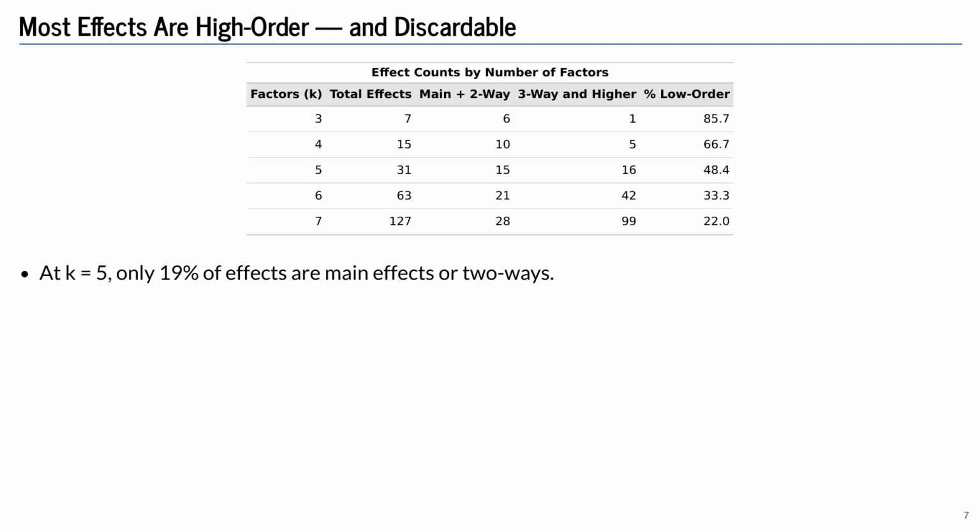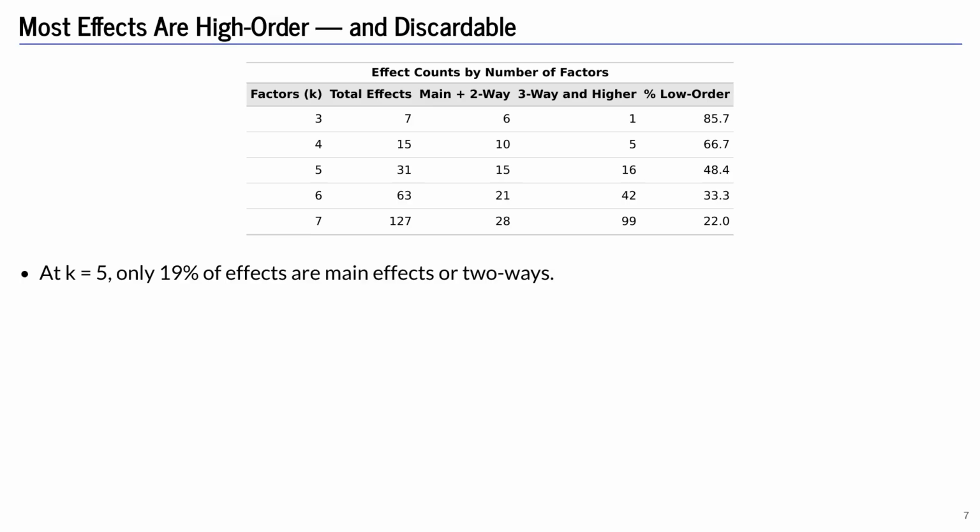Here's the table. For 3 factors, 85.7% of all effects are main effects or two-ways. Almost everything is low order. By 4 factors, it drops to 66.7%. At 5 factors, our coating study, the highlighted row, only 48.4% of the 31 effects are low order. That means more than half the effects in a full 2 to the 5 are three-way and higher. At 6 factors, it is only 33%, and at 7 factors, just 22%.